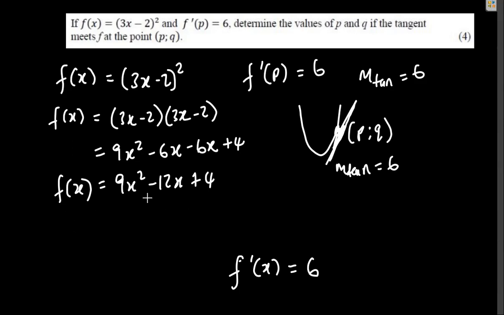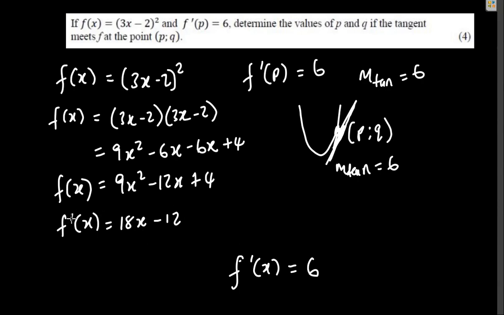Now what is left is to find the derivative. So the derivative of f would be 9 times 2, which is 18, and then you say 2 minus 1, which is 1. Okay, then here the exponent is 1, so you just take the number in front. Then the derivative of a constant is what? Is 0. So the derivative is just 18x minus 12.